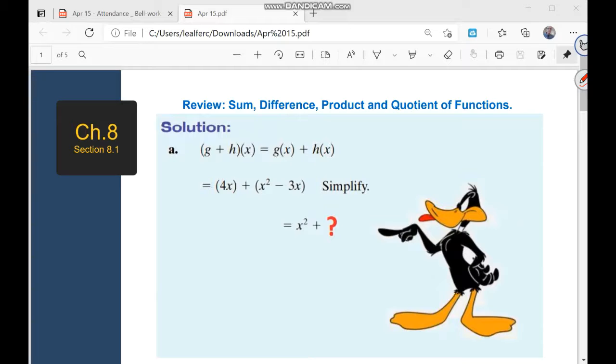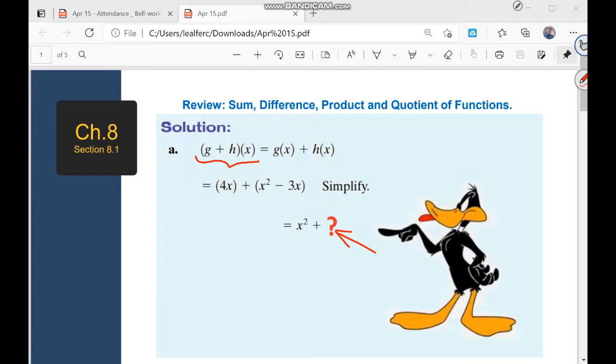The chapter is about exponential functions and logarithmic functions, but we're not going to cover logarithms, only exponential functions. And yesterday we worked on a new notation for addition, subtraction, multiplication, and division of functions. Remember this? I need your help now, because we need to cover this review. We need to find something that's missing.